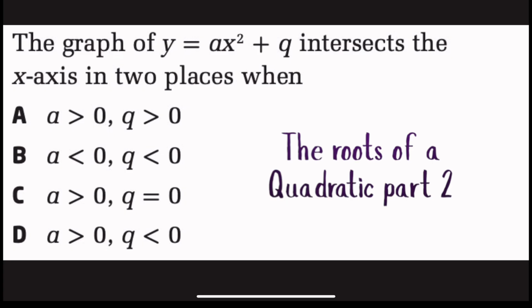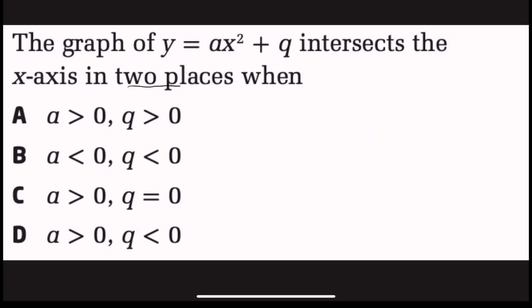The graph of y equals ax squared plus q intersects the x-axis in 2 places when... So when we're talking about intersecting with the x-axis, what we're talking about is a quadratic that should have 2 real roots. To give you conceptually what that would mean, imagine you have a graph of a quadratic. If it has 2 real roots, then your graph would show that it intersects with the x-axis twice here.